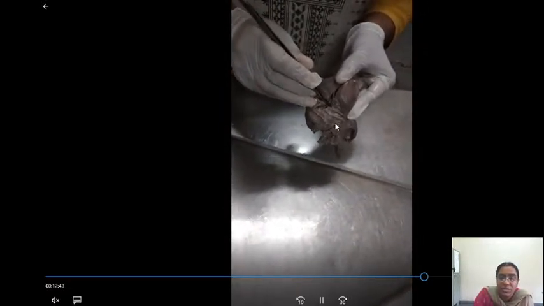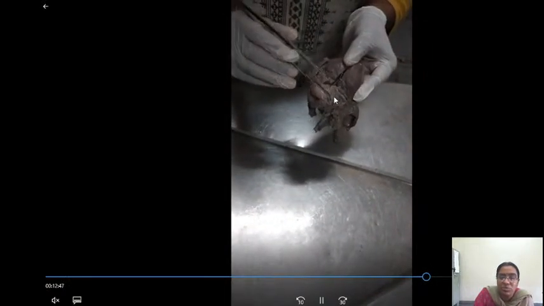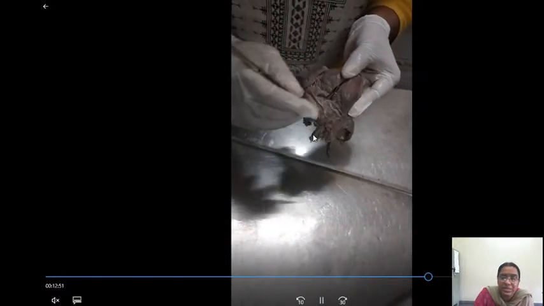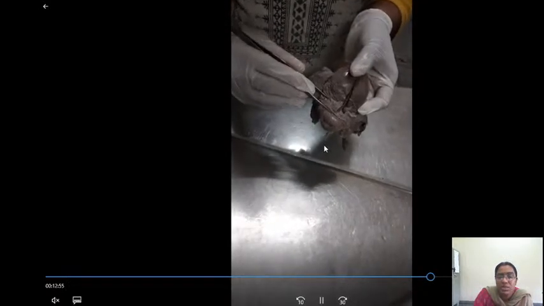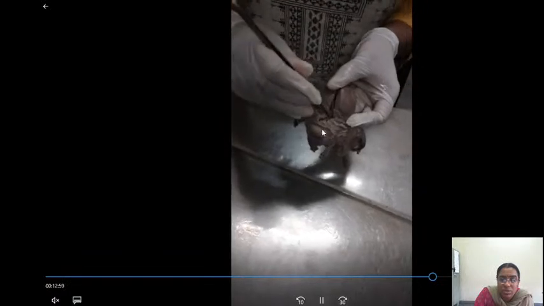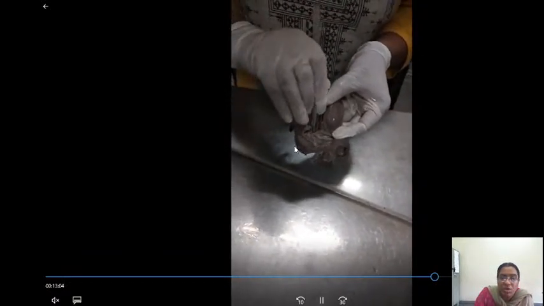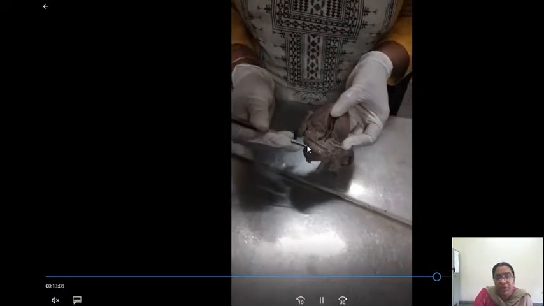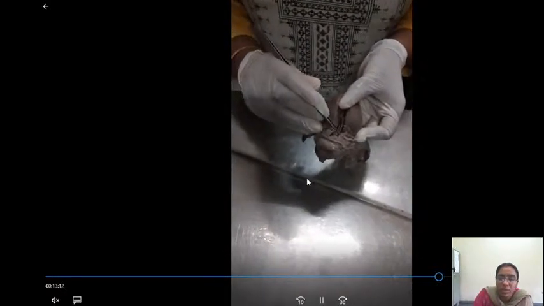Beneath this is the cervix, which is about 2.5 centimeters in length. The cervix continues down as a cylindrical part called the vagina. This is the internal os of the uterus, and this is the external os, which communicates with and opens into the vagina.